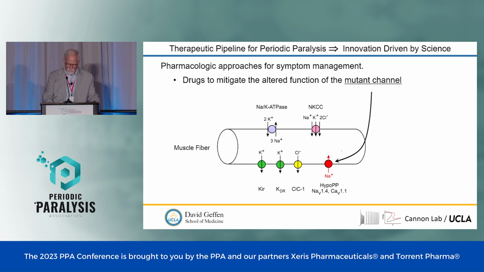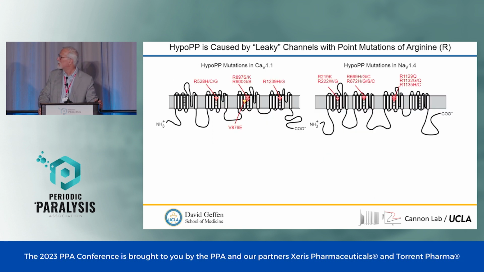And the first approach would be, why don't we just go after the problem? Why don't we go after the mutant channel with some kind of small molecule or drug that can somehow fix the problem? And there's a clear opportunity to do that in the case of hypokalemic periodic paralysis. So this cylinder represents a muscle fiber, and each of those circles are the different channels and transporters that are there. And the one in red is the one that's defective in hypo-PP, which may either be a sodium channel or a calcium channel. And what's really astounding, and helped us and others unlock the key and understand what's wrong in hypo-PP, was understanding the details of these mutations.